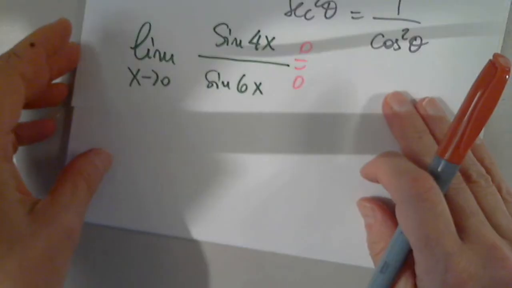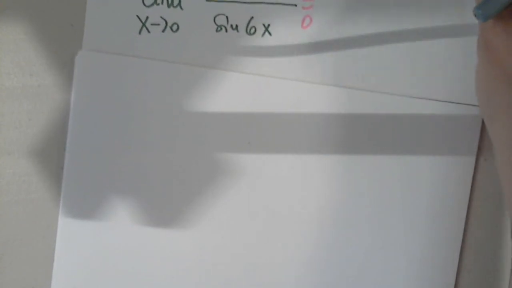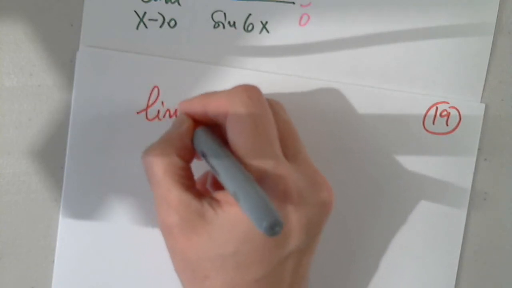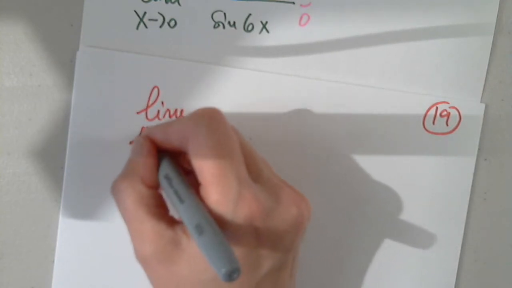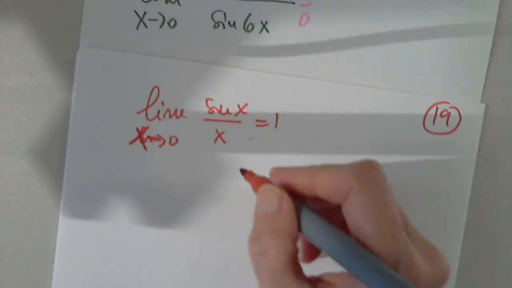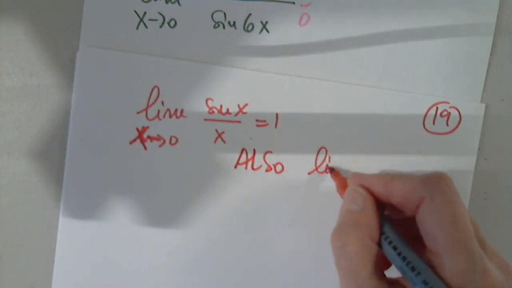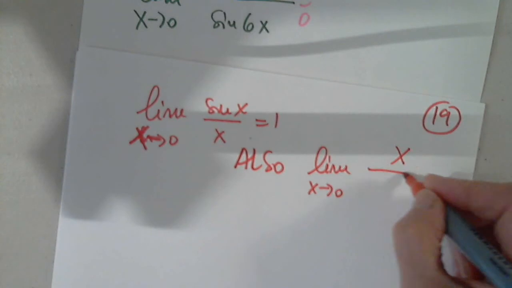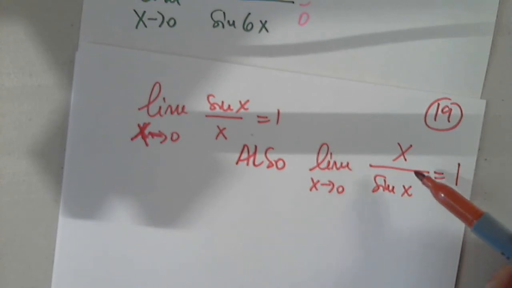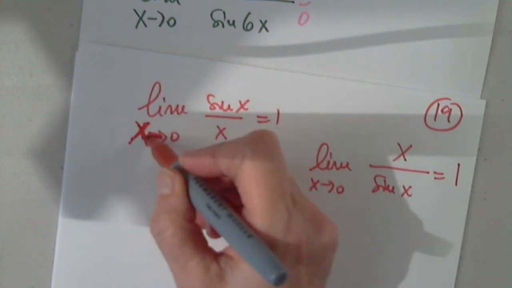Okay, so one comment I have here. We will commit to memory that the limit as x approaches 0 of sine x over x is 1, but also the limit as x approaches 0 of x over sine x is also 1. If you differentiate, the numerator is 1, the denominator is cosine, so it's also 1. So sine x over x or x over sine x both give us 1 as long as x approaches 0.